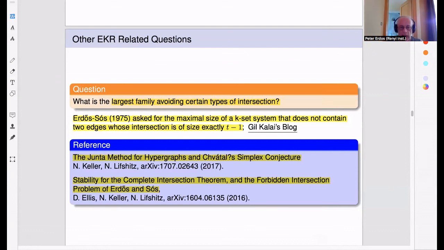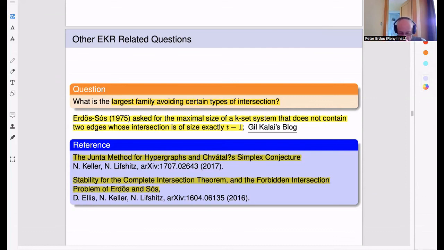The other thing is Karen mentioned the shifting method in the algebraic setting. They didn't use the left compression. They used another compression called middle compression. They compress the system first to the left, then back, and this is how they get the result. It's a very complicated method.